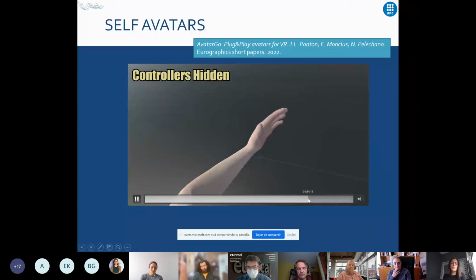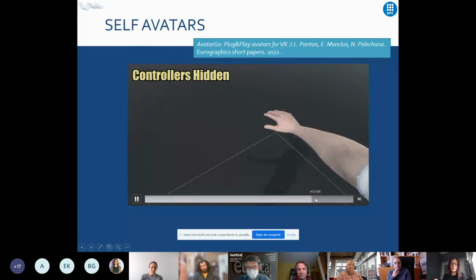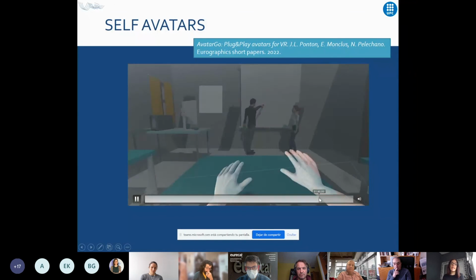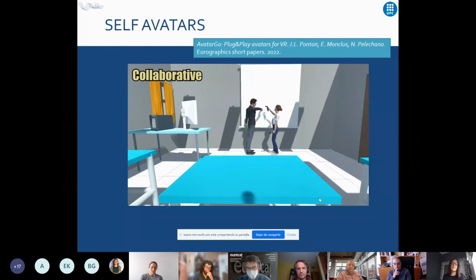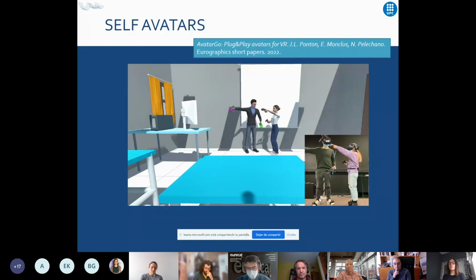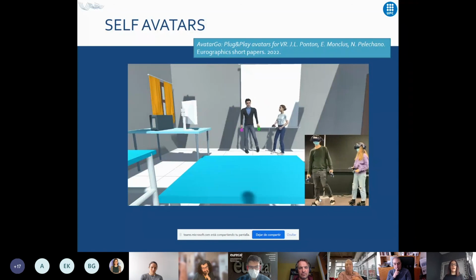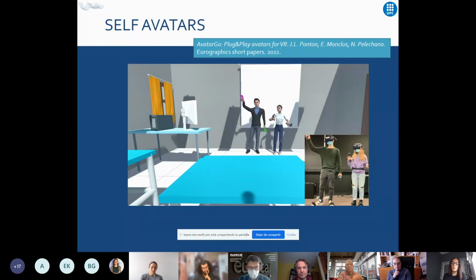And like I was saying, you can either show the controllers or not. We have implemented some dedicated IK solutions so the hands hold the controllers nicely. And it's ready, like I said, to just plug and play into an application, even for collaborative VR, and be able to start working with others through natural gestures and having the avatar fully following your movements correctly.